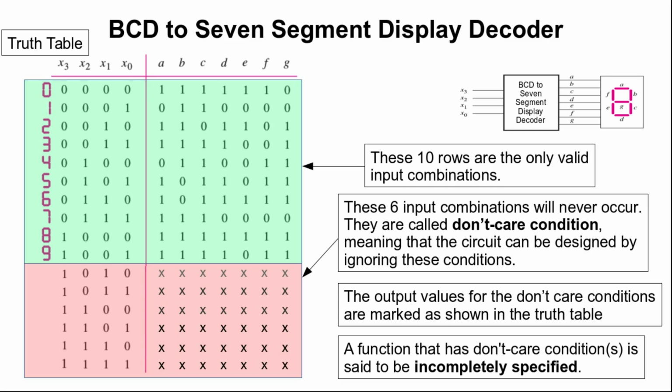Now a function that has don't care conditions is said to be incompletely specified. So here we have 7 Boolean functions. One is A, the other Boolean function is B. So we have 7 Boolean functions here, and each of the Boolean functions is an incompletely specified function because they have don't care conditions. Each of the output functions has don't care conditions.